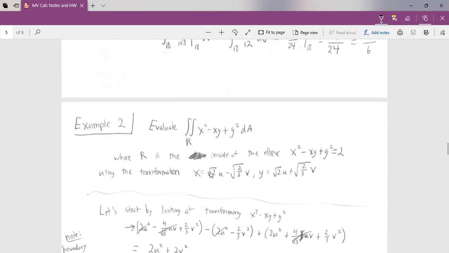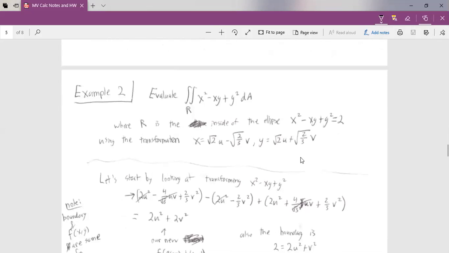So we're going to start by looking at what happens when we transform x squared minus xy plus y squared. The wonderful thing here is my integrand and my region are the same function. So doing this transformation is going to pull double duty.